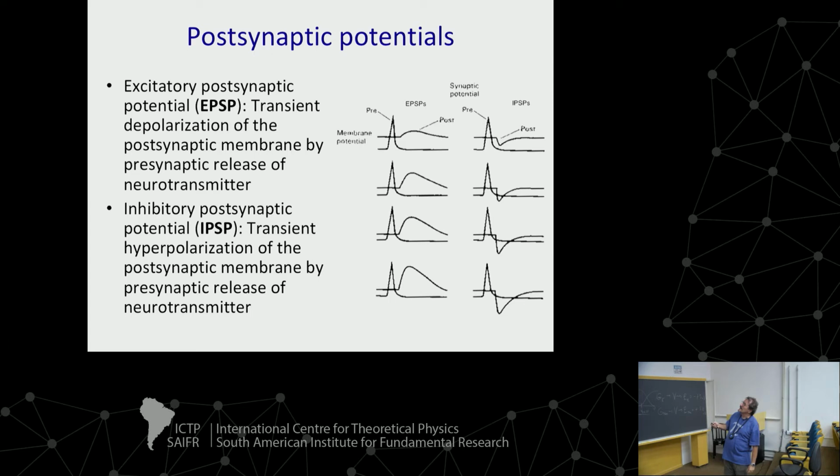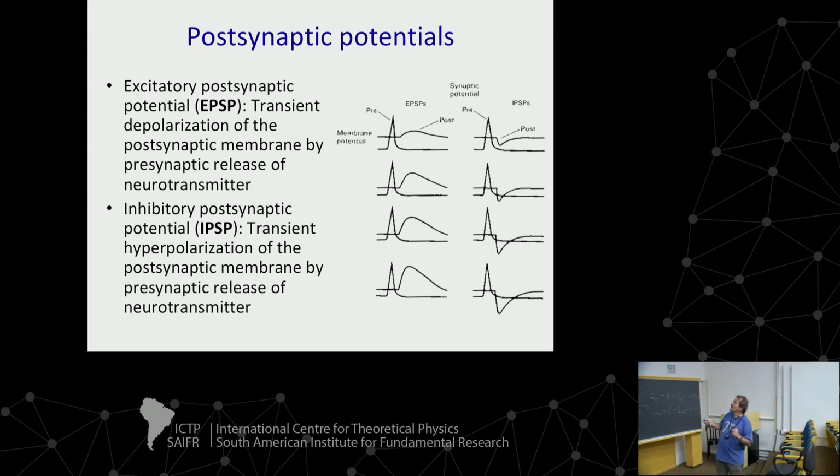In the presynaptic cell, you have a spike. When the spike reaches the synaptic button, it generates a fluctuation of the voltage in the postsynaptic cell, which could be positive, meaning that the postsynaptic cell was depolarized. In this case, you have an excitatory postsynaptic potential, EPSP. That's the jargon for the postsynaptic potentials, which could have different shapes, but in general they're all subthreshold.